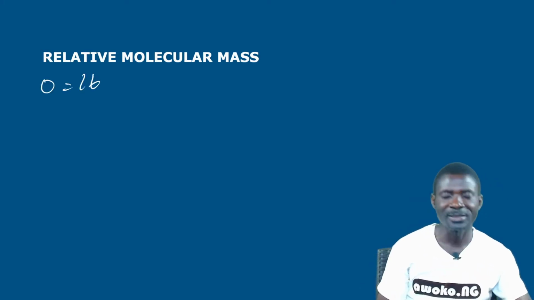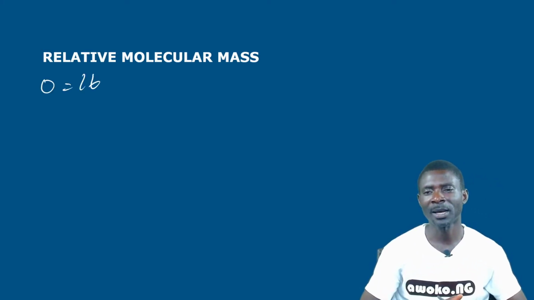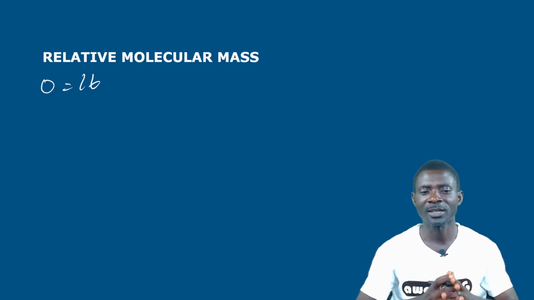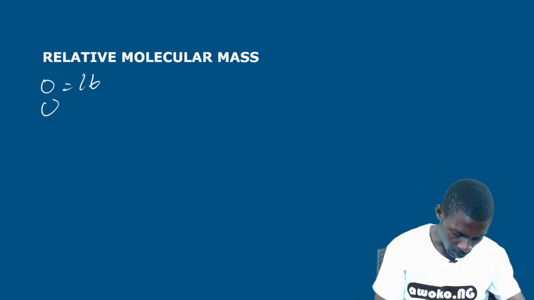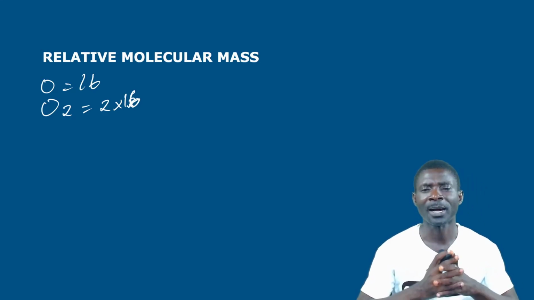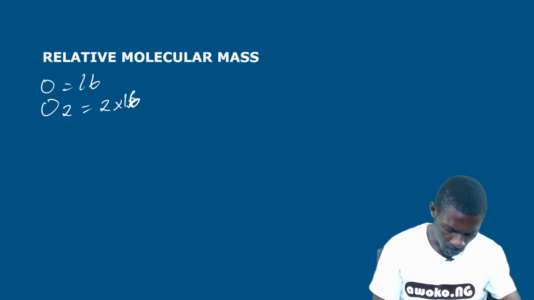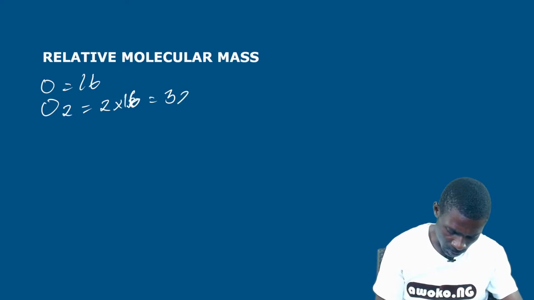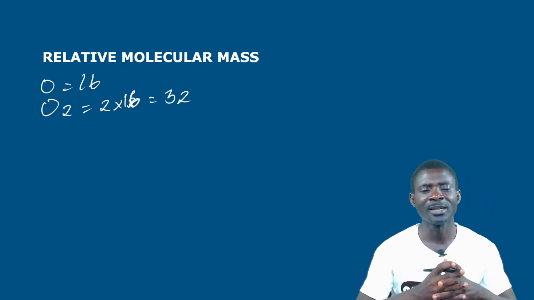Oxygen atom has 16 grams as the mass of one atom of oxygen. But oxygen gas exists as a diatomic molecule. So if we have oxygen gas, the relative molecular mass of oxygen gas is simply 2 multiplied by the number 16, which gives us 32. So that is the relative molecular mass of oxygen gas.